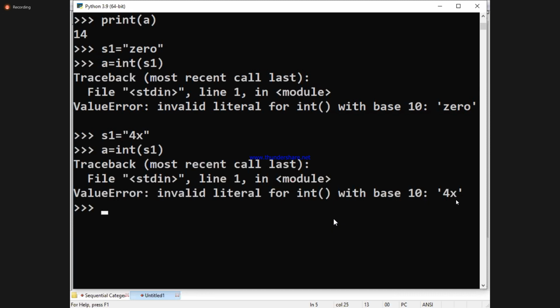Which type of str can you convert into int? Only numerical strings can be converted into int. Can I convert word strings into int? Can I convert alphanumeric strings into int? No. Only numerical strings we can convert. Shall I move forward? Yes.